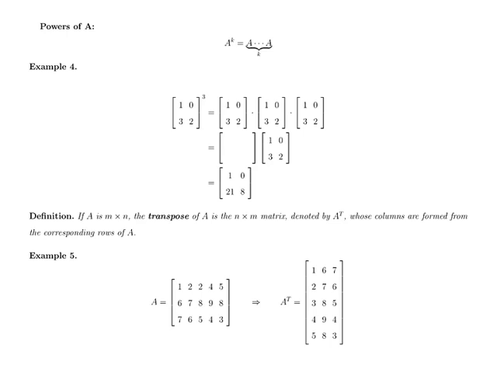So then a couple different things. We're going to look at the powers of A and then the transpose of A. So the powers of A, if you take A to the K, that is taking the matrix A and multiplying by itself K times. So let's look at an example.